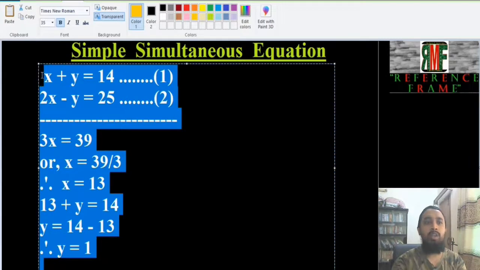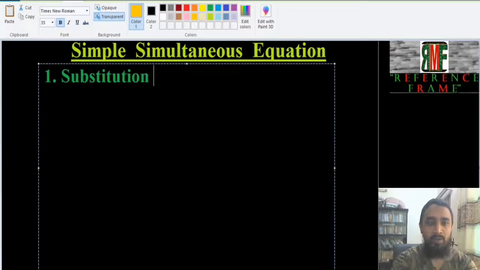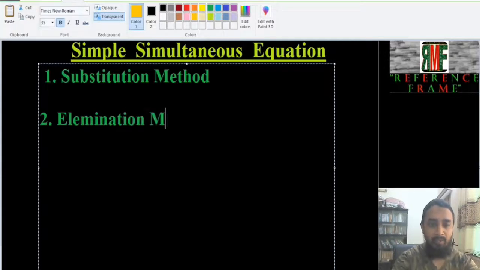Now there are two ways of solving simple simultaneous equations. We're going to discuss the ways in the next tutorial, but today I'm just going to write down their names. There are different ways, but in your grade we're going to discuss two ways. One is the substitution method, and the second is the elimination method. There are some other ways, cross multiplication and determinant, but those are taught in higher grades. In your grade you're going to deal with these two.